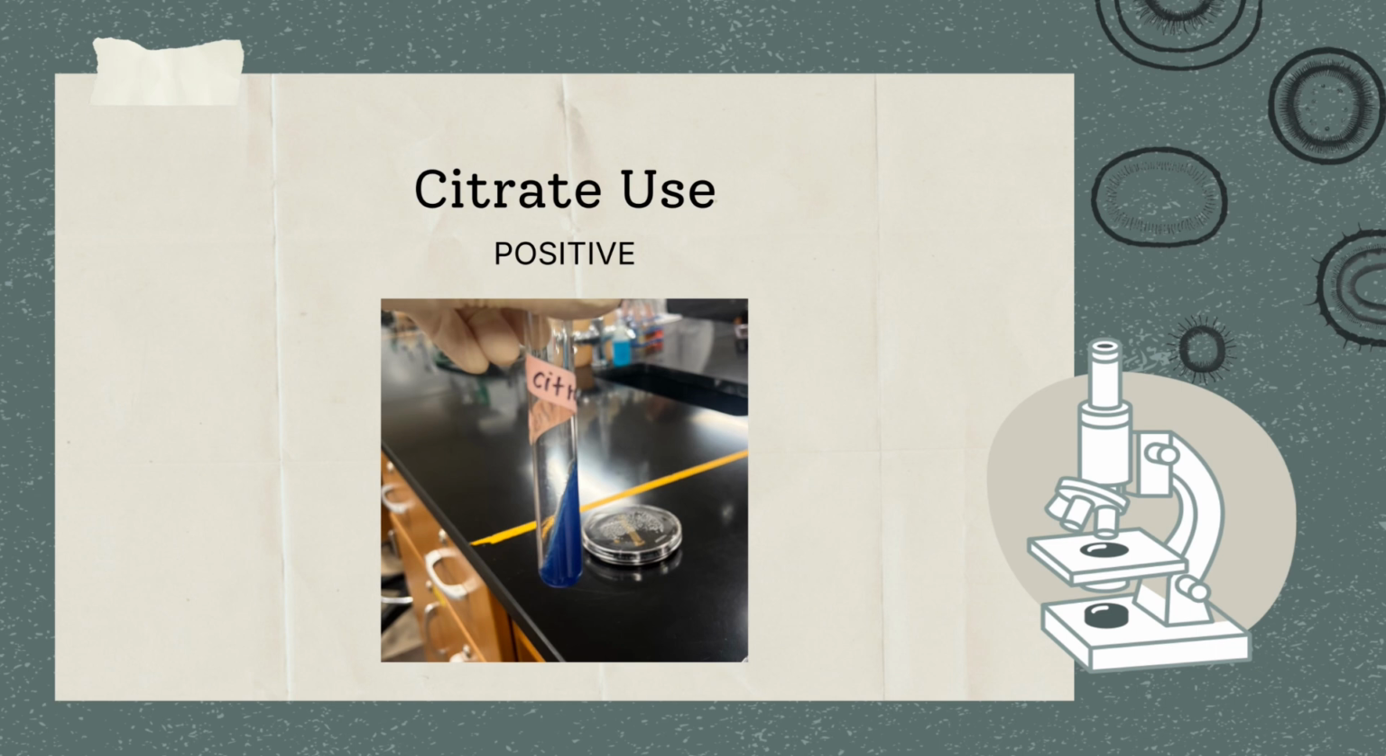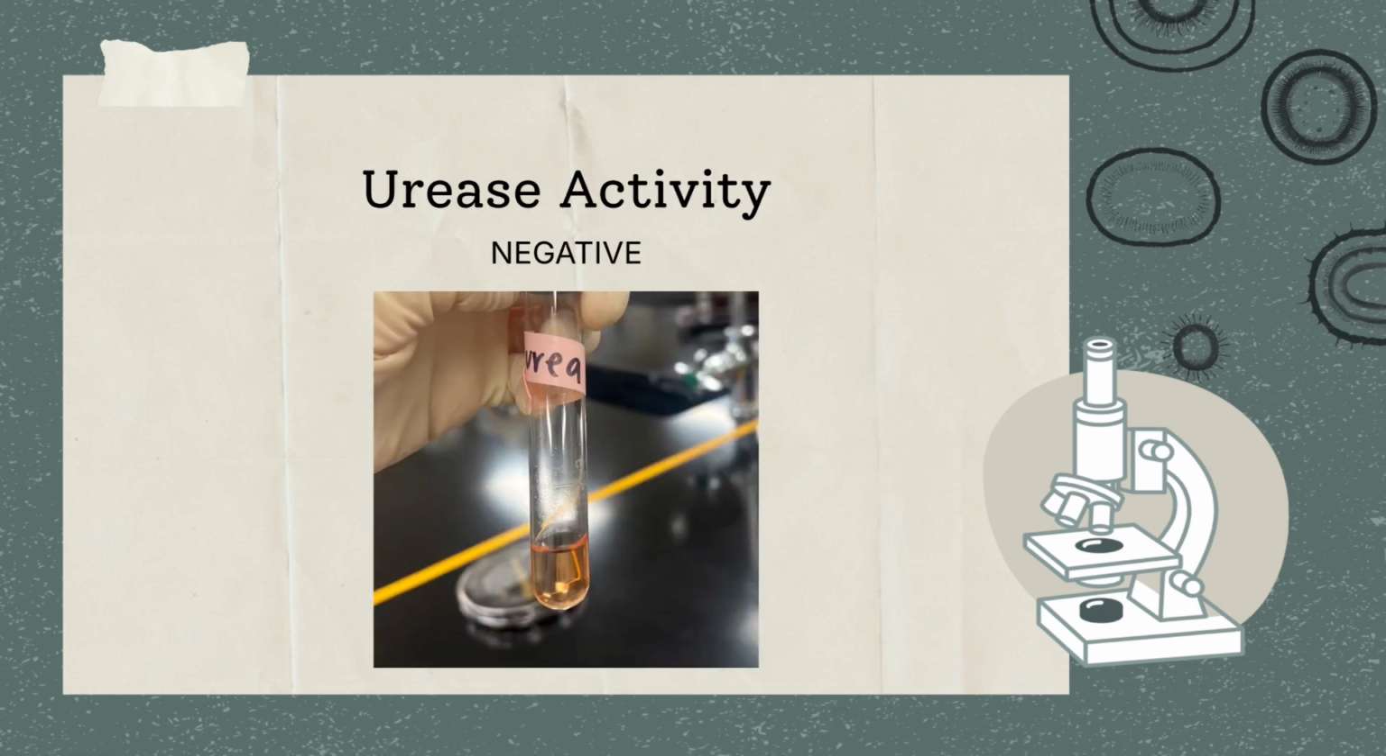My citrate use was very positive. You can tell that by the bright blue of the slant that I had that was originally green. And so it is using sodium citrate as a carbon source. My urease activity came back negative. Nothing really changed during the urease activity, so there was no urea hydrolysis.